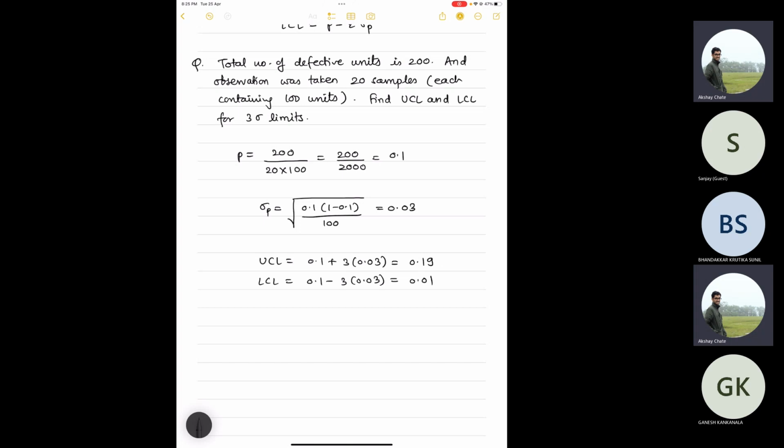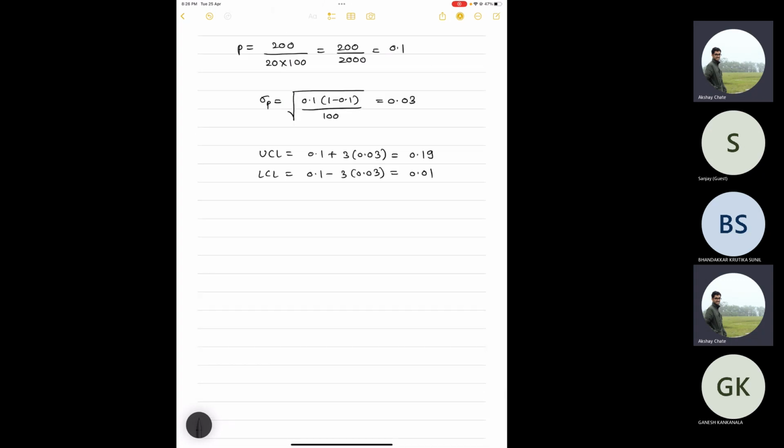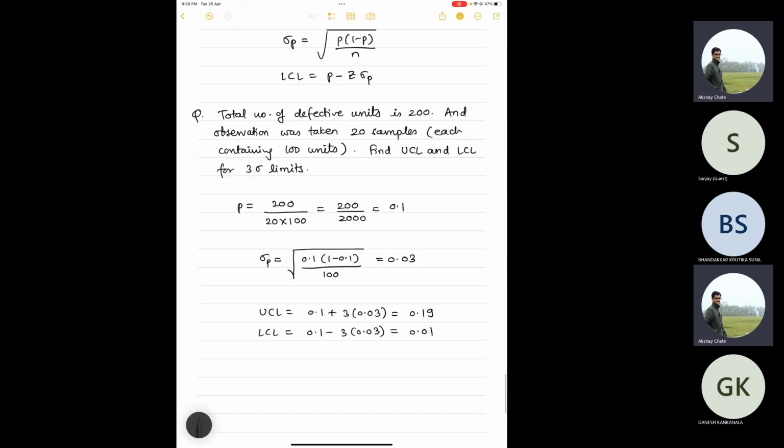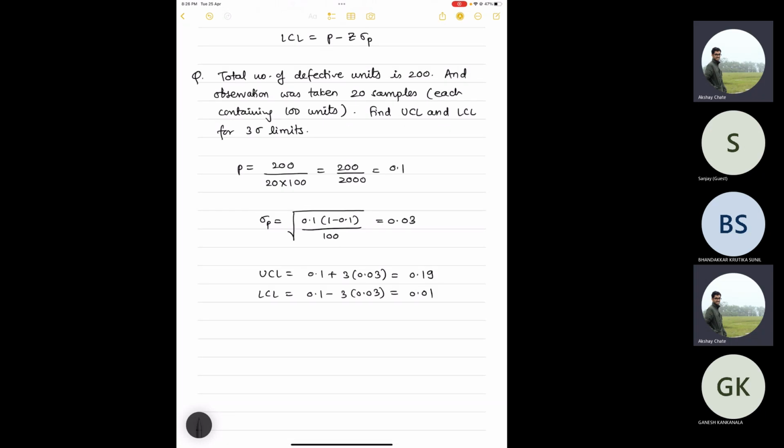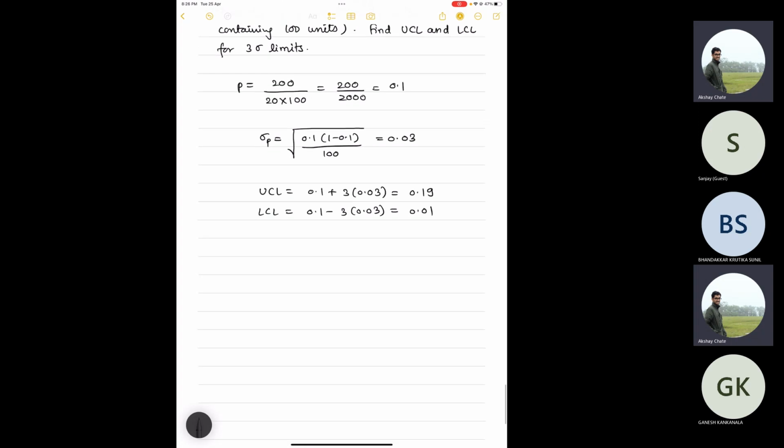Now, this P chart is done, right? So you will have the NP chart and then the C chart. But more or less this is the same. For the C chart, what happens is that it is the total number of defects per unit. It is not a proportion or anything. It is an absolute number. So there the formula is slightly different. I can just give it to you, but it is already in the class notes. You can just refer to them.